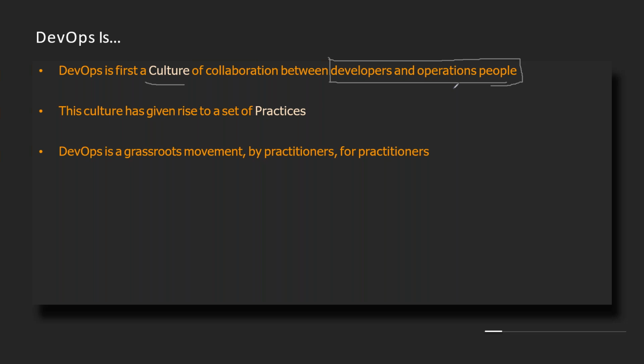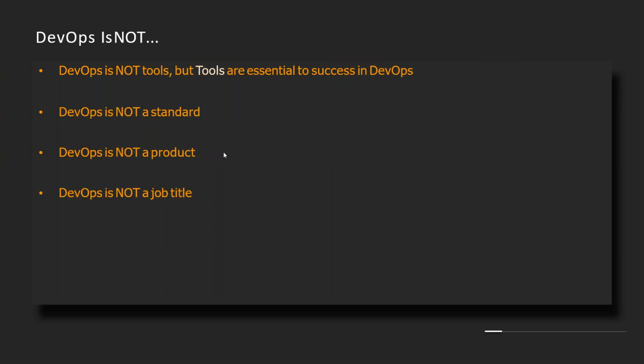So the main focus of DevOps is to increase the communication and close the gaps between the developers and operations teams. This culture has given rise to a set of practices. Okay, DevOps is a grassroots movement by practitioners for practitioners. And what DevOps is not? So DevOps is not a job title. DevOps is not a product. DevOps is not a standard. Okay, neither is DevOps a tool. DevOps is not tools, but tools are essential to success in DevOps. So DevOps is not one single tool that we talk about, but to achieve DevOps strategies, we will be using various tools which collaborate with each other to form a complete DevOps environment.